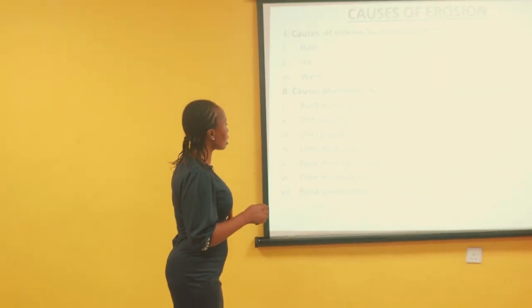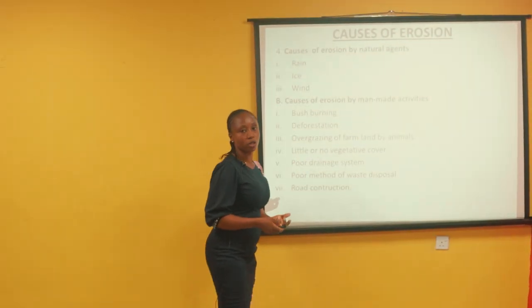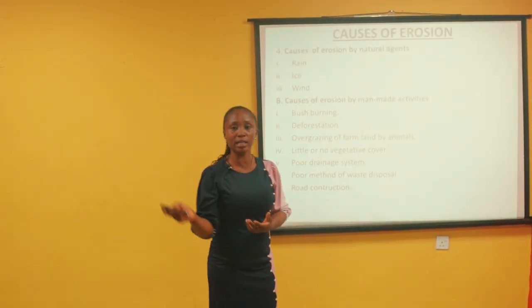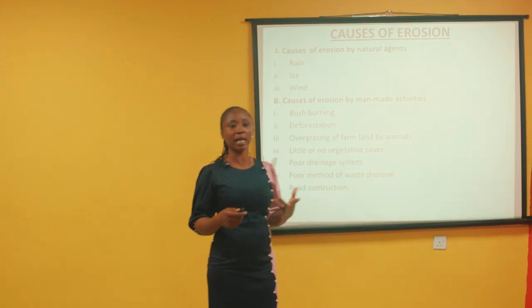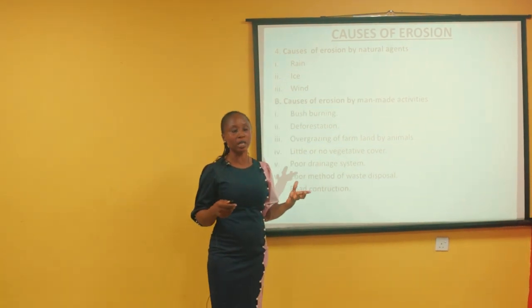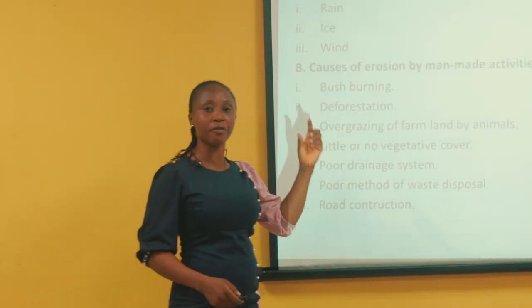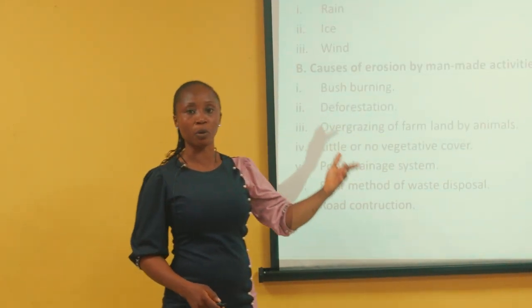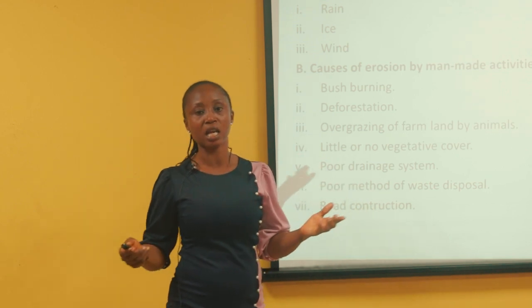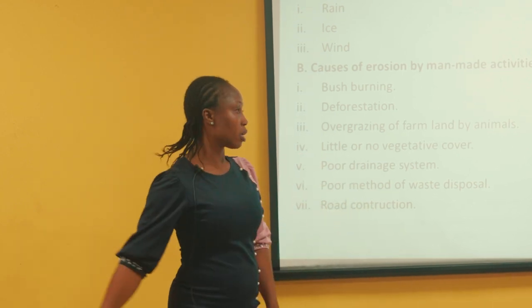Now we have deforestation. What is deforestation? Deforestation is the cutting down of trees. When you cut down trees that are supposed to be in the environment, it causes erosion because whenever rain falls, whenever the wind blows, it gives them free access to move away the top surface of the soil.